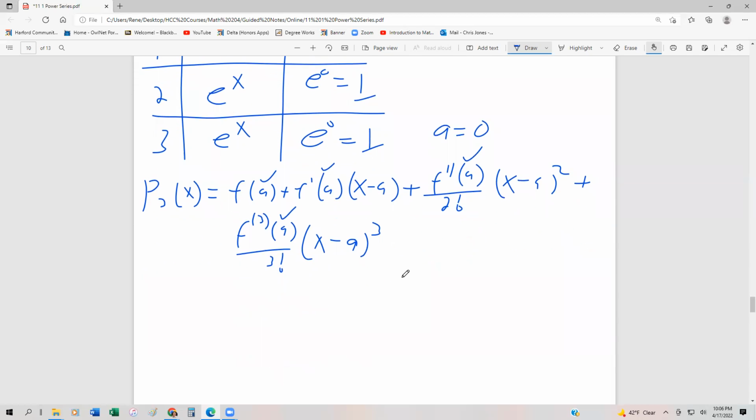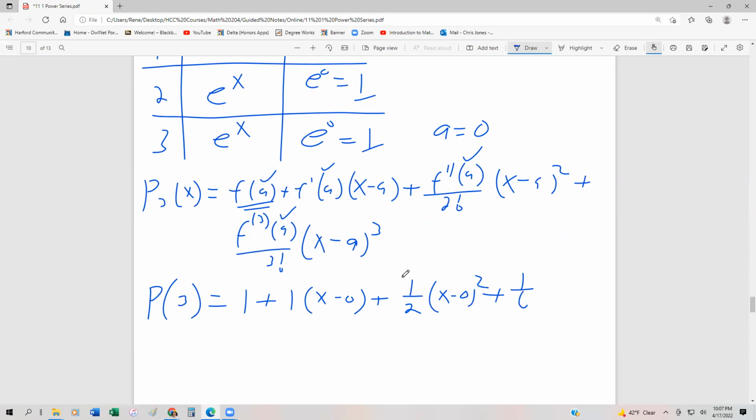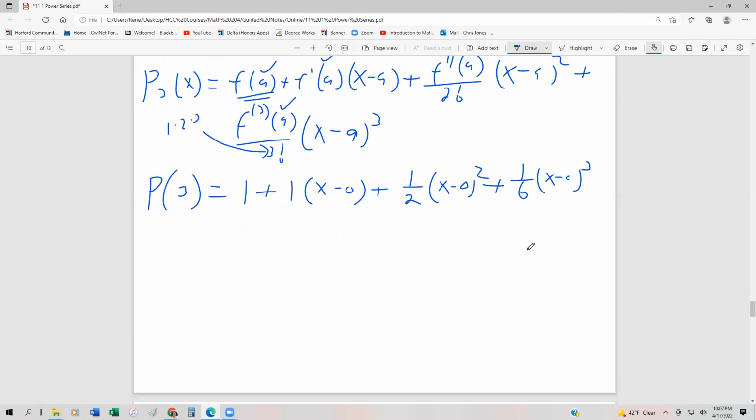So let's just substitute everything back in and find P3. P3 is going to be equal to 1, which is our f at a, plus 1 times x minus 0, plus 1 over 2 times x minus 0 squared, plus 1 over 6, and that's 3 factorial, 1 times 2 times 3, which is 6, times x minus 0 cubed. All right, if I simplify that, P3 is really nice and easy. That's going to be 1 plus x plus a half x squared plus 1/6 x cubed.